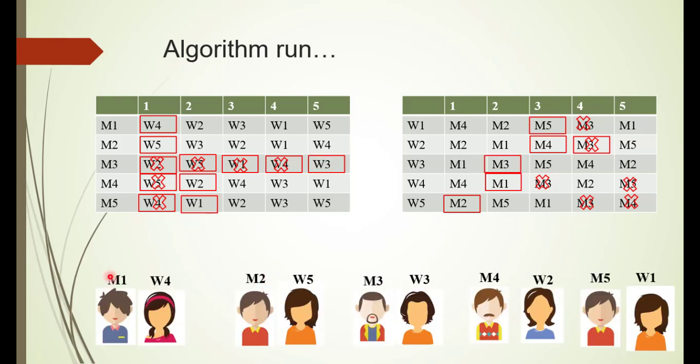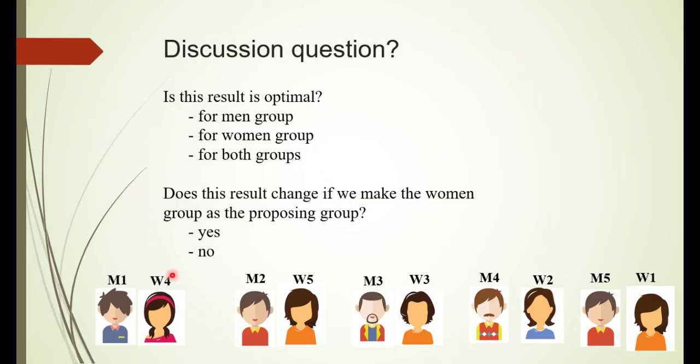The result will be: M1 is engaged with W4, M2 is engaged with W5, M3 is engaged with W3, M4 is engaged with W2, M5 is engaged with W1. As a discussion question, is this result optimal for the men group, the women group, or both groups? And the second question is, does this result change if we make the women group the proposing group?